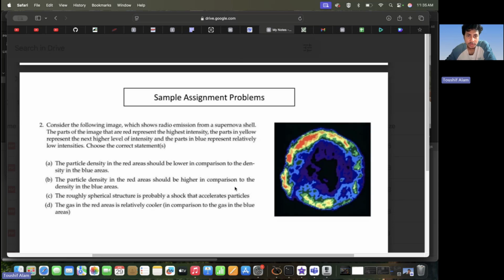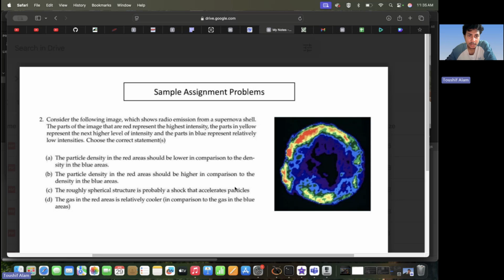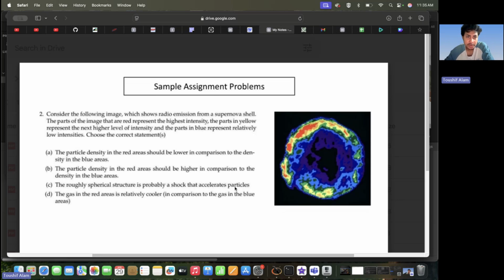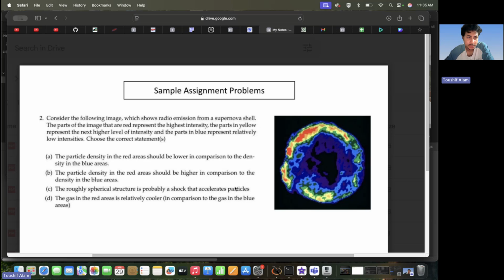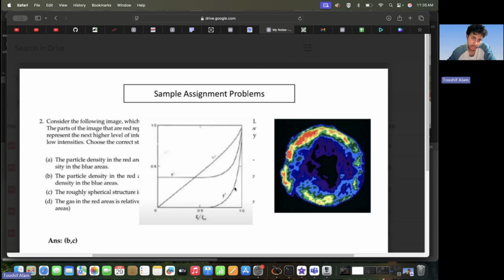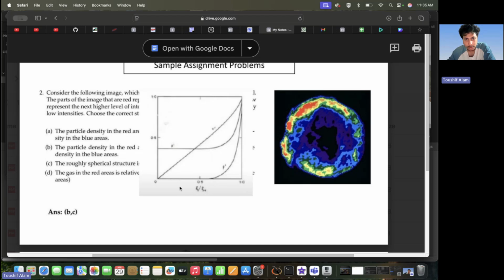The following image shows radio emission from a supernova shell. The parts of the image that are red represent the highest intensity, the parts in yellow represent the next highest intensity, and the parts in blue represent relatively low intensities. The particle density in the red areas should be higher in comparison to the density in the blue areas. So the right options, see in the plot, are B and C.